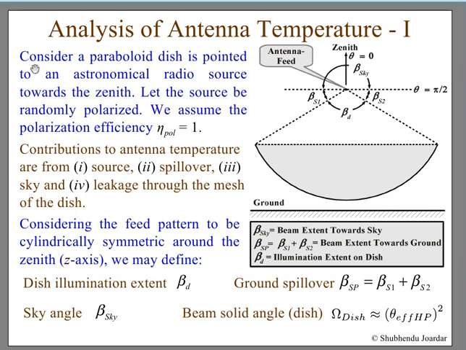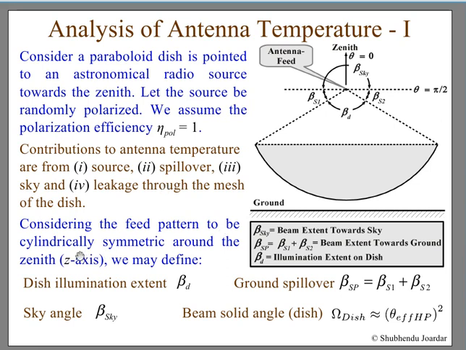So the description says, consider a paraboloid dish pointed to an astronomical radio source towards the zenith. Let the source be randomly polarized. We assume the polarization efficiency to be 1. Contributions to the antenna temperature are from the source, spillover, sky, and leakage through the mesh of the dish.